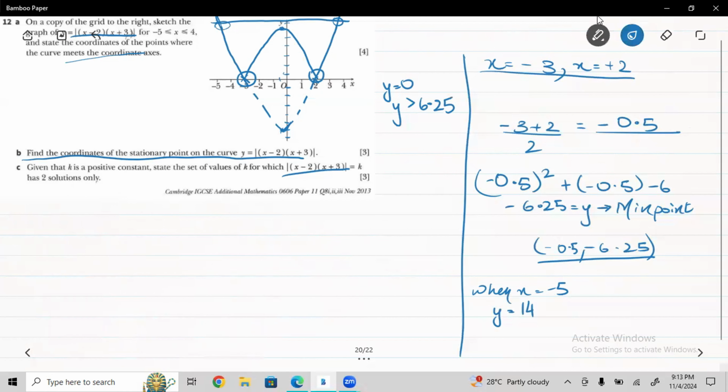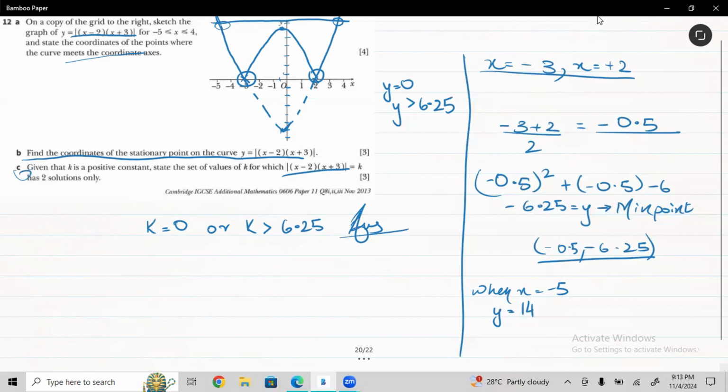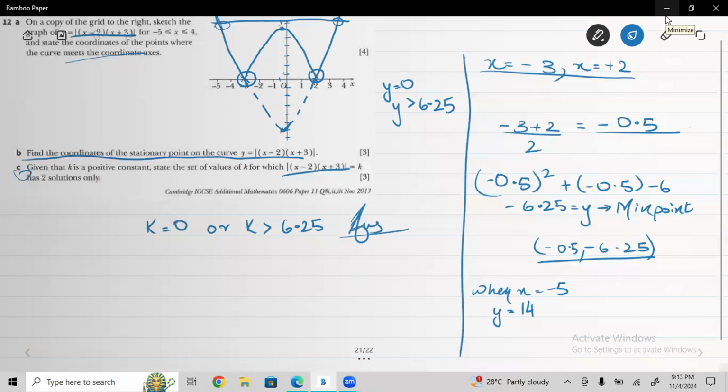So we are going to say that k is equal to 0 or k is greater than 6.25. And that's our answer for part C of this question. And that's it, this is it for question number 12. Proceeding on to question number 13.